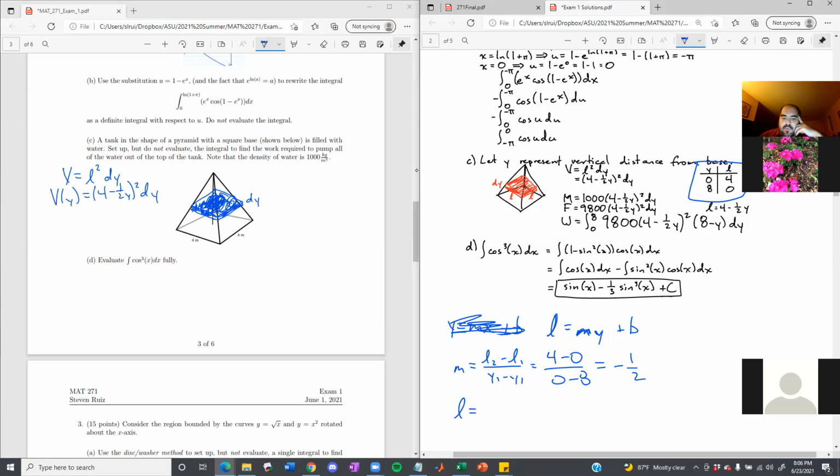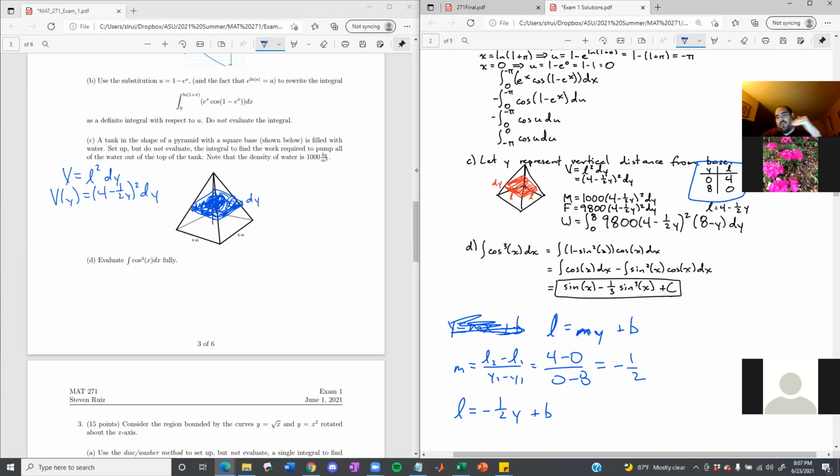So now I know I have L equals negative 1/2 y plus b. And I kind of can get for free that b equals 4, because if I plug in 0 for y, I'll get L equals 4. So that's how I get negative 1/2 y plus 4. You okay with that? Yeah, that makes sense. Good. So I have a volume function. I know the volume of any slab of water as a function of y.